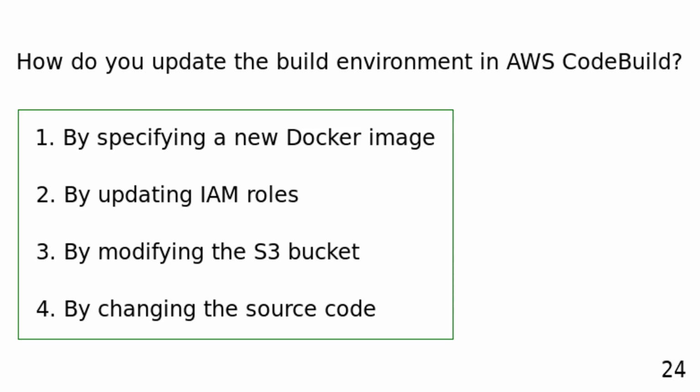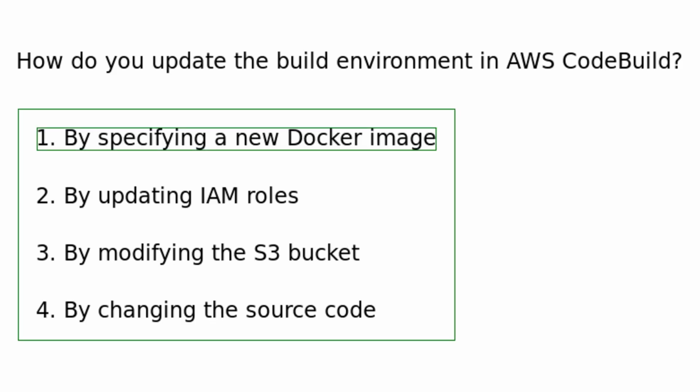How do you update the build environment in AWS CodeBuild? By specifying a new Docker image. By updating IAM roles. By modifying the S3 bucket. By changing the source code. You can update the build environment in AWS CodeBuild by specifying a new Docker image in the project configuration.